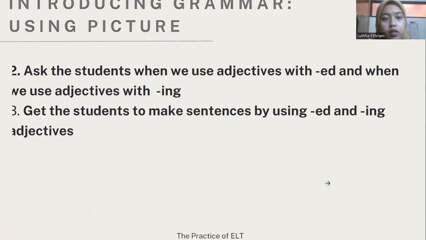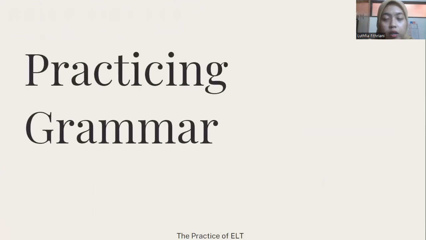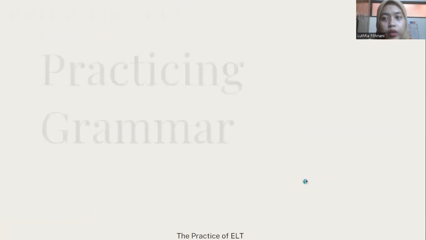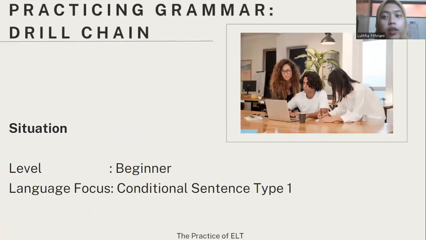Next is practicing grammar. There are some activities that we can apply in a classroom. For example, drill chain. How to do drill chain in the classroom? So imagine that we will teach beginner students. The language focus that we will teach to the student is conditional sentence type 1.